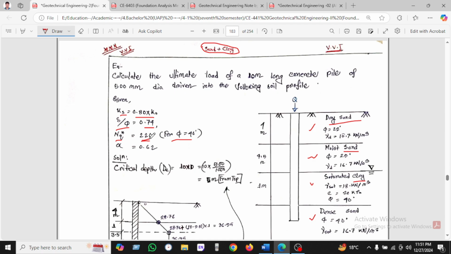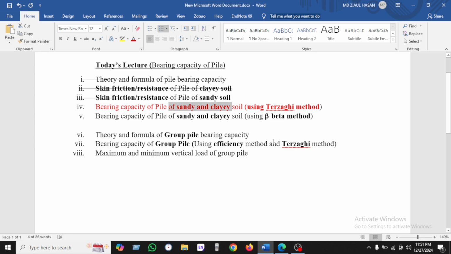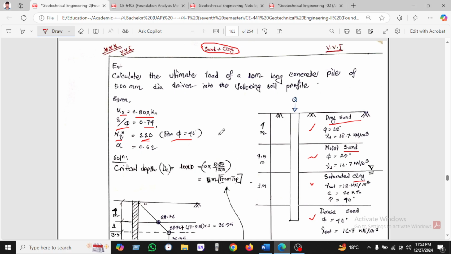Then we'll find out the q naught from the chart of Meyerhof or Terzaghi. Okay, this is the Meyerhof equation. I am using Terzaghi here, but it will be Meyerhof, I am missing it. Okay, so let's see here. It will be the Meyerhof equation.